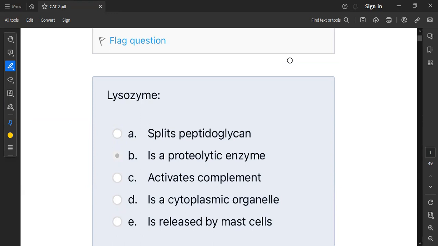Let's make it more interactive so that we gain more and better. So what do you think the response could be here? Someone says B, proteolytic. Any other responses? Someone says A, splits peptidoglycan. So for the ones who are saying B and A, can you try to justify your answers?